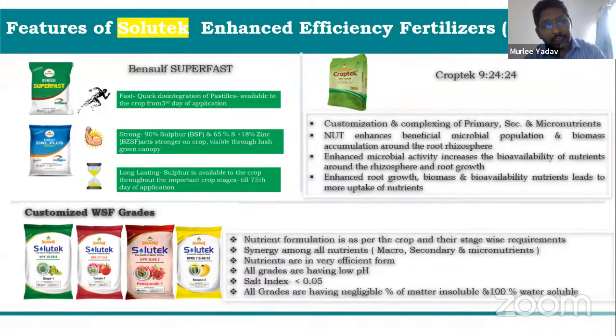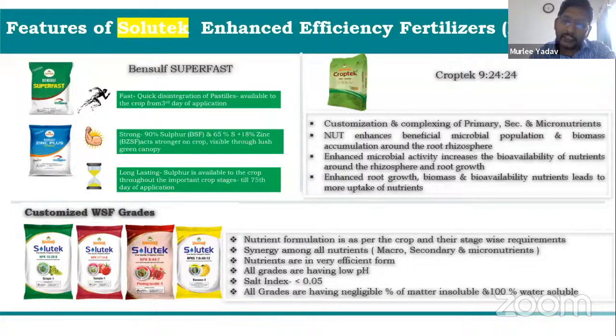But in case of Bensol Superfast or Bensol Zinc Plus Superfast, disintegration starts 3 to 4 days after application and continues for a longer period, up to the full crop cycle. So pH reduction, calcium carbonate reduction, and soil structure improvement continue to happen for the full crop cycle. If these things are happening for the full crop cycle, nutrient uptake will be much more in comparison to other products. This is the extra benefit in case of Bensol Superfast.